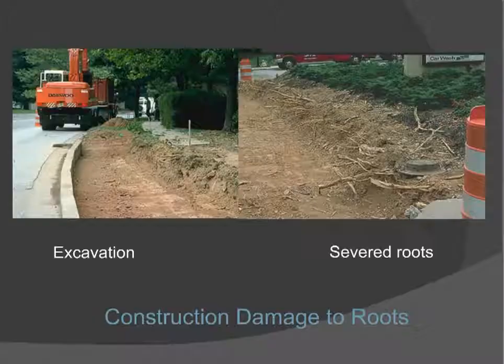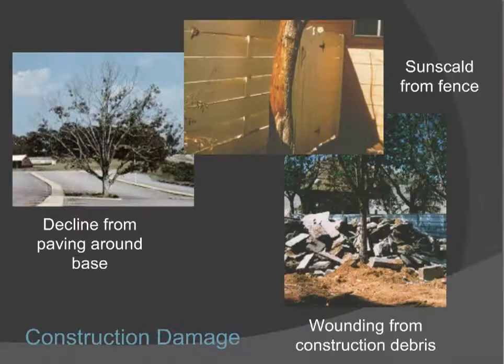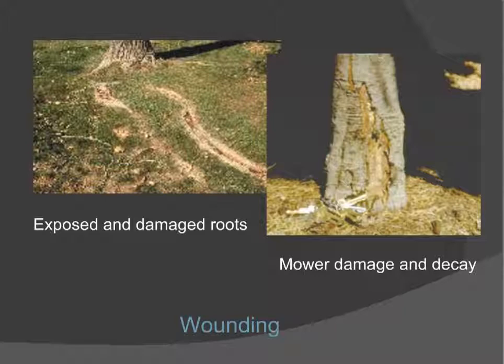Construction damage to roots, sometimes it can take upwards of 10 years for the tree to start showing a response to damage along the roots. Construction damage, paving around the base, sun scald from a fence that's closer than it should be to the tree or the tree to the fence, wounding from construction, and damage or exposed roots, more damage, wounding, those are some of the main abiotic type symptoms you might run across.